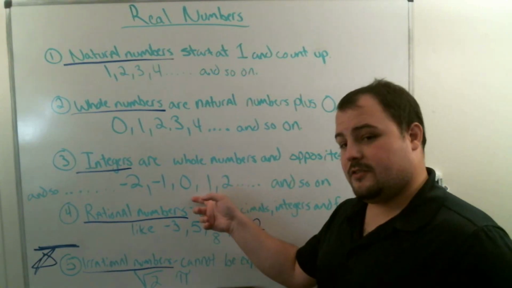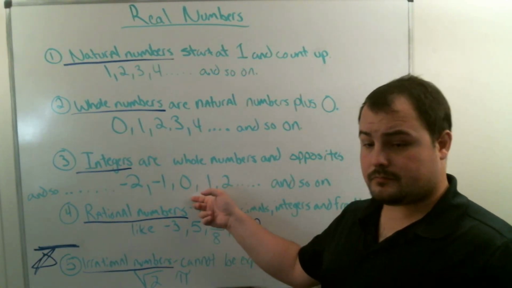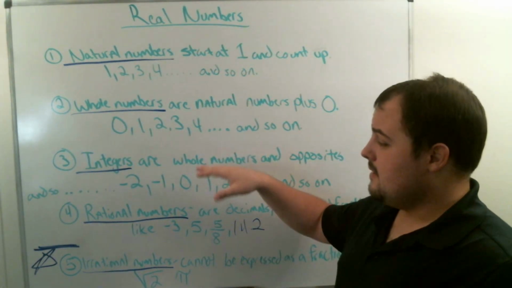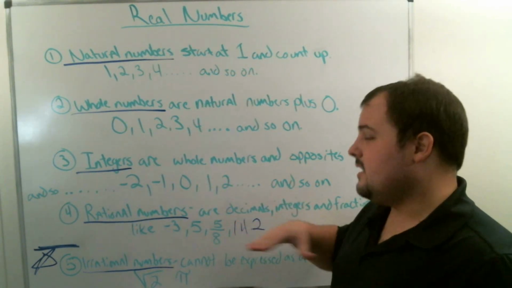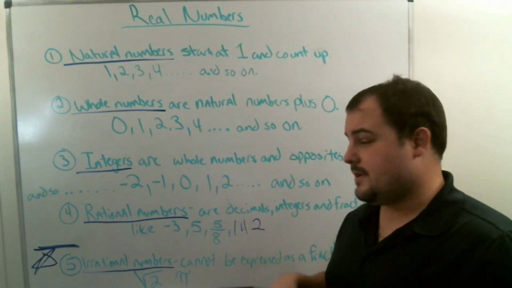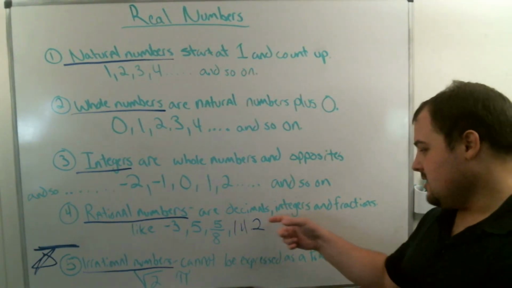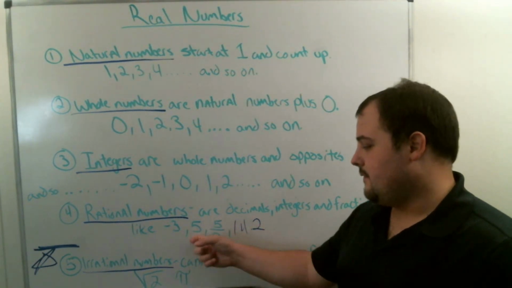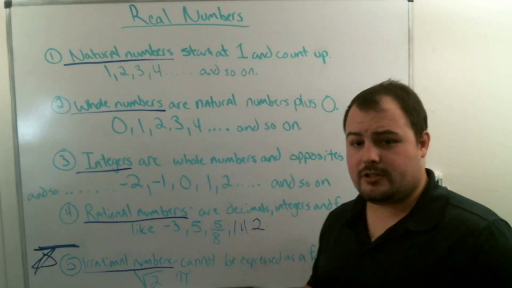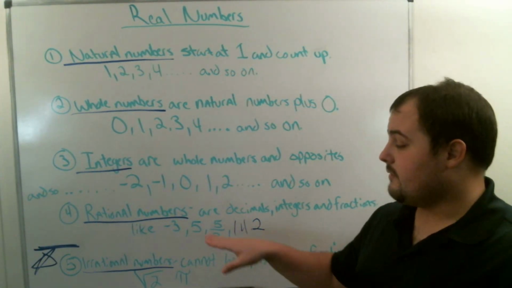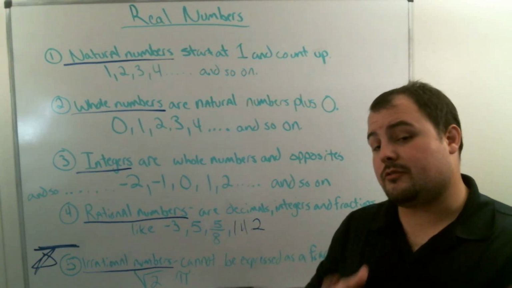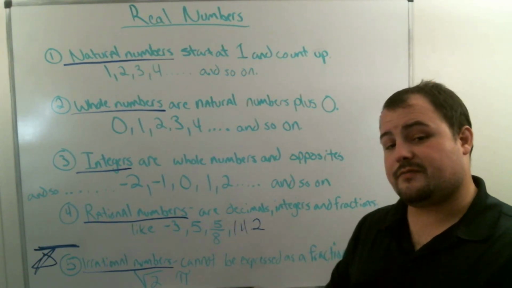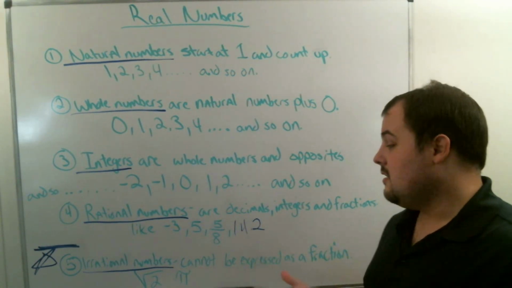If you can classify a number as an integer, then it has to be classified as rational as well, because rational numbers are decimals, integers, and fractions, like -3, 5, 5/8, and 14.2. So a rational number is really any number you can write as a fraction. If you can write it as a fraction, that's rational.